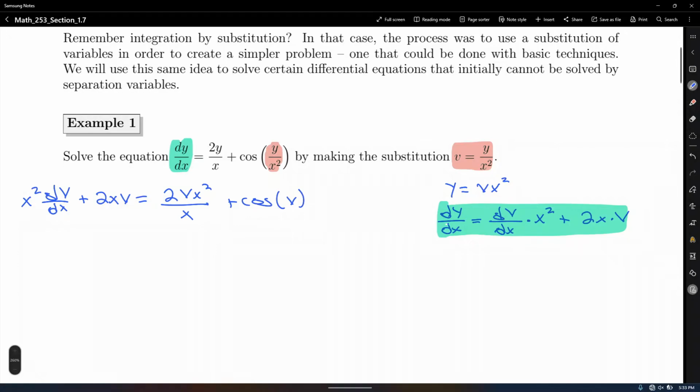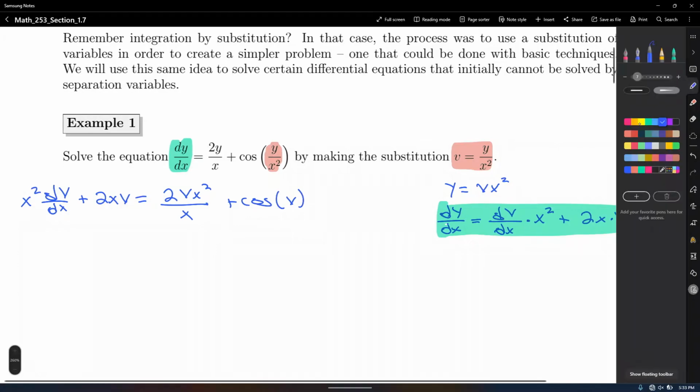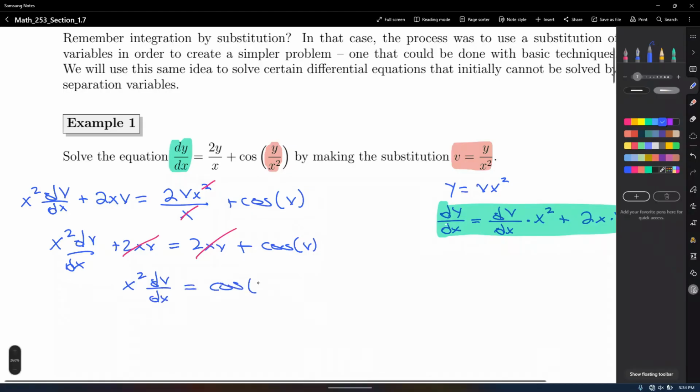Okay. So actually, a lot is going to get reduced because, number one, we can reduce 1 power of x. Okay, that leaves us with x squared dv/dx plus 2xv equals 2vx, or simply 2xv as well, plus cosine of v. Okay, and check this out. These two go away. And what do we get? This equation reduces nicely to x squared dv/dx equals cosine of v.